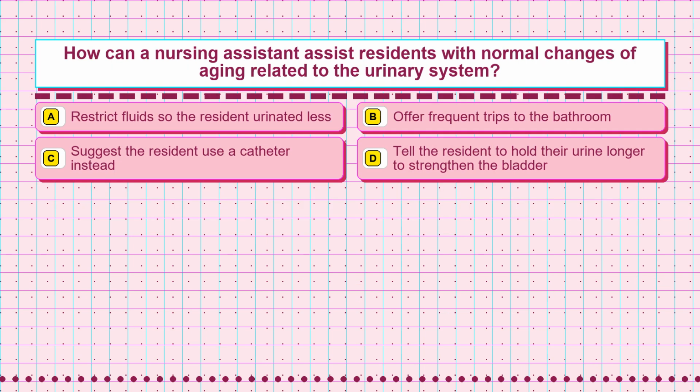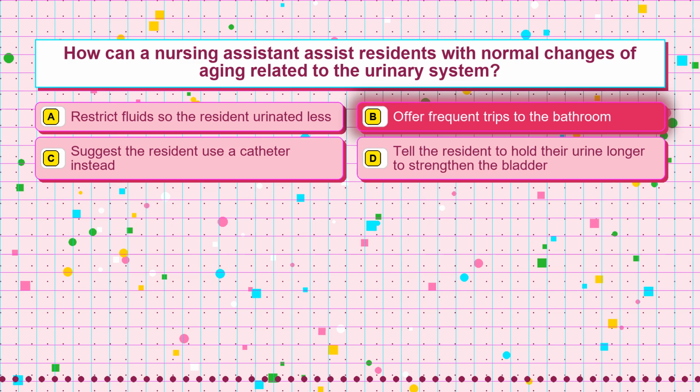Question 76. How can a nursing assistant assist residents with normal changes of aging related to the urinary system? Option A, restrict fluids so the resident urinates less. Option B, offer frequent trips to the bathroom. Option C, suggest the resident use a catheter instead. Option D, tell the resident to hold their urine longer to strengthen the bladder.